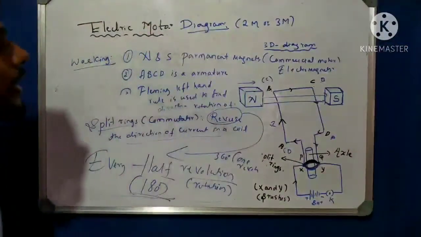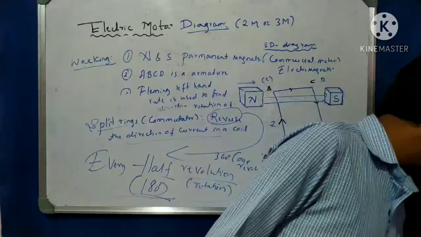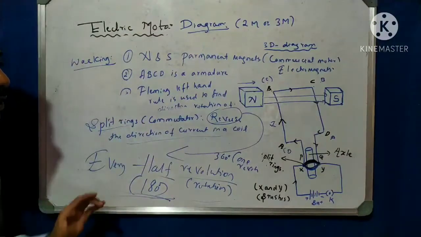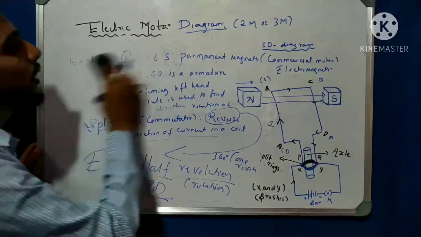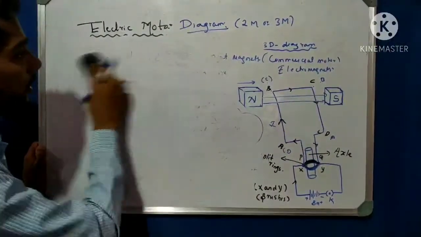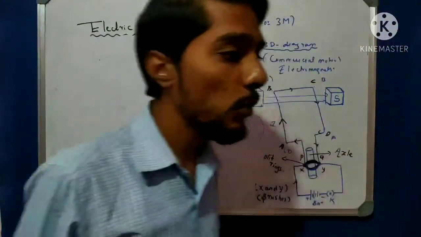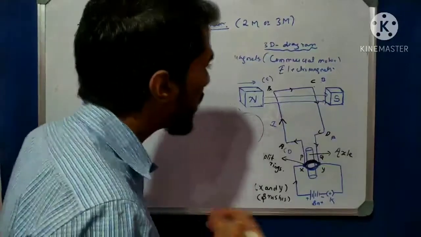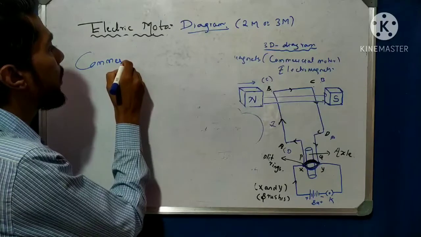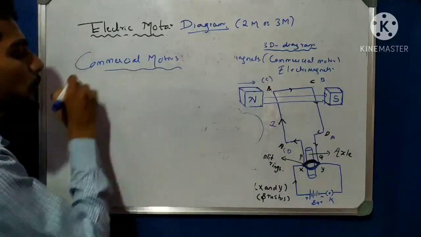The last one I can explain here is commercial motor uses. Please pause the video and write down these points. Now let us take the commercial motors. We use motors in the fan, in the water pump, and in the washing machine. So those are all commercial motors. The last topic of today's class is the commercial motor.